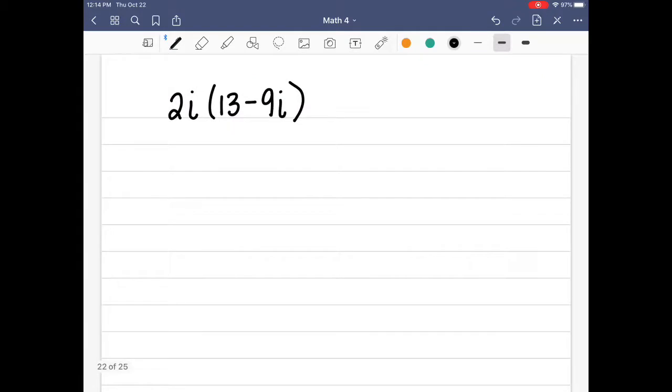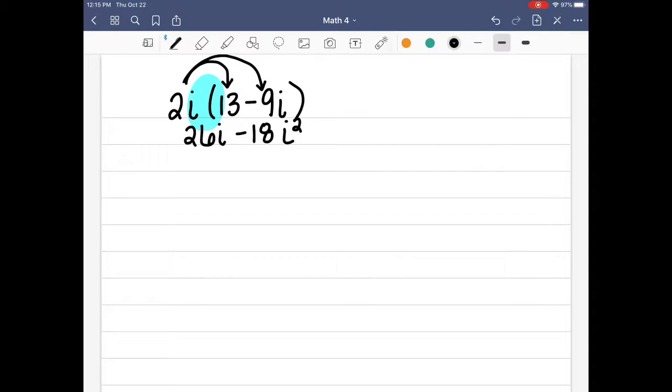All right, so looking at this first example, we have 2i times (13 minus 9i). Now, the reason I know this is multiplication is because there's parentheses in front. There's no other operation that indicates anything different. So we're going to multiply the 2i times 13. So we have 2 times 13, which gives me 26i. And then I have 2i times -9i. So that's going to give me -18, but i times i is going to give me i squared.